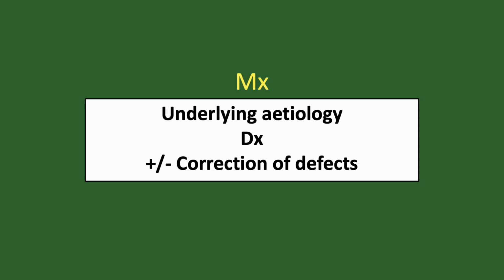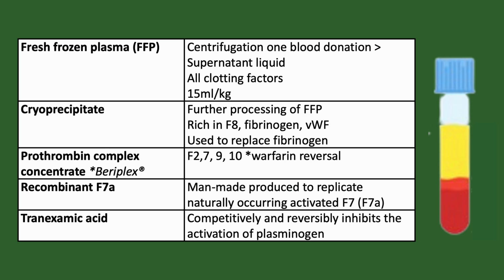The management relates to management of the underlying aetiology, clear diagnosis, and the correction of defects if clinically indicated. A range of factors can be given. Examples include FFP. This is formed by the centrifugation of one blood donation and removal of the top liquid. These contain all clotting factors, and the usual therapeutic dose is 15 ml per kilo.